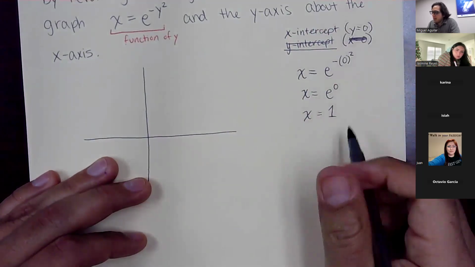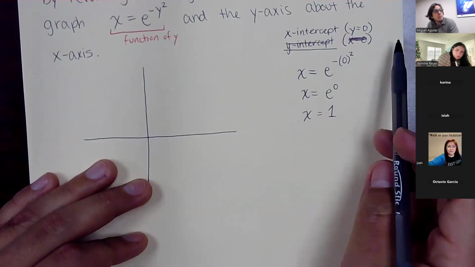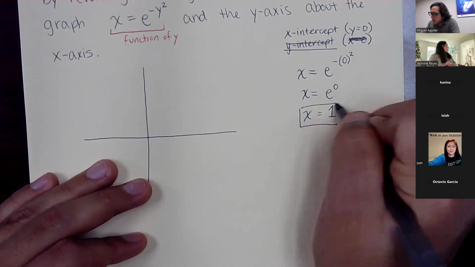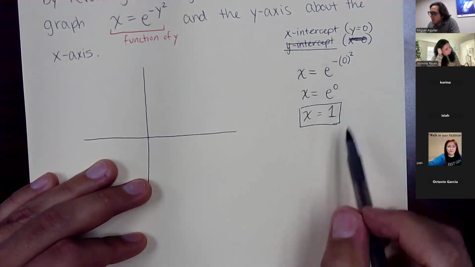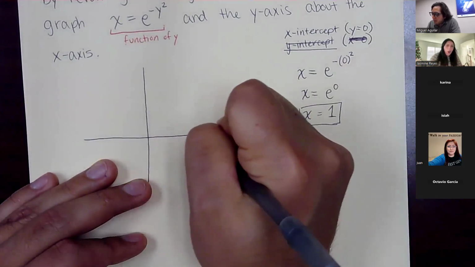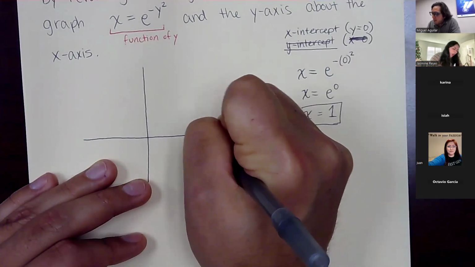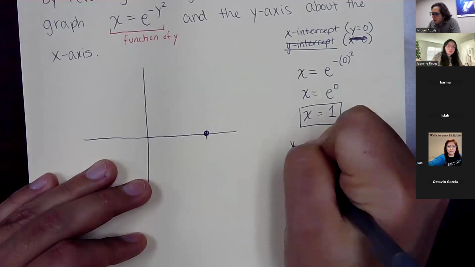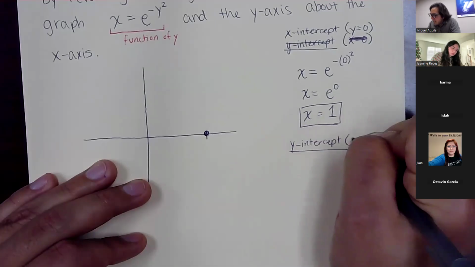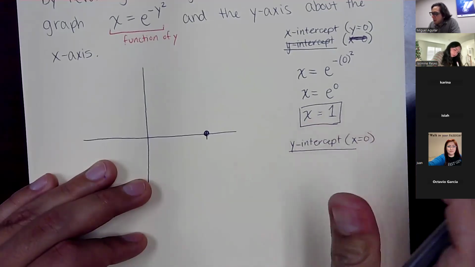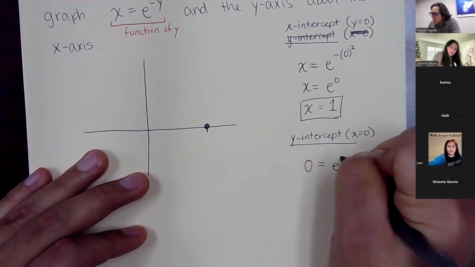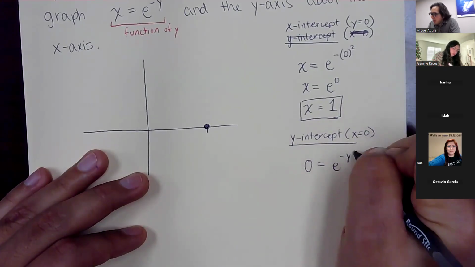Okay. And this is why we use pencil. Always good to find those mistakes though before it causes any kind of mayhem. So x equals 1, y equals 0, that's going to be over here. Now we can find our y-intercept like I intended to before, and for the y-intercept, x is equal to 0, so that was true, but I just plugged it into the wrong place. So that would be 0 is equal to e to the negative y squared.